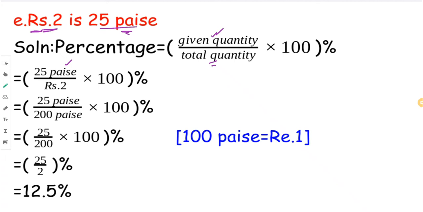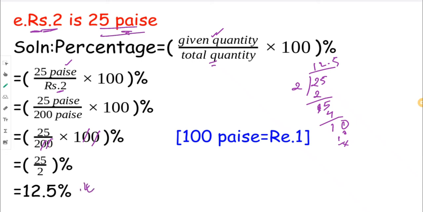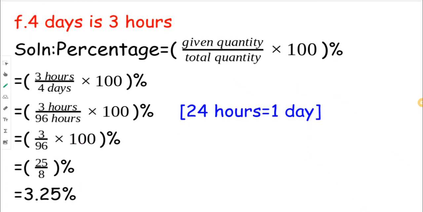So you get the idea. 100 paisa equals 1 rupee, right? So that means rupees 2 should be equal to how many paisa? 200 paisa. Clear? So once we're done with that, I'll have 25 by 2. So if I divide 25 by 2, then 2 1s are 2, then here 1, just 5, right? Then 2 2s are 4, then 1, then 0, 2 5s are 10. Okay, so 25 paisa equals how much? 12.5% of rupees 2.